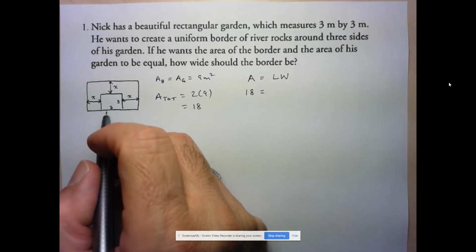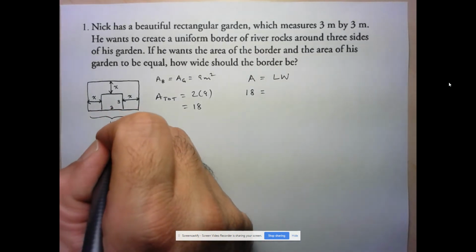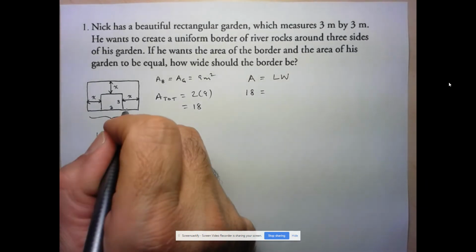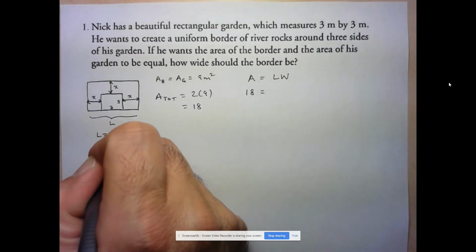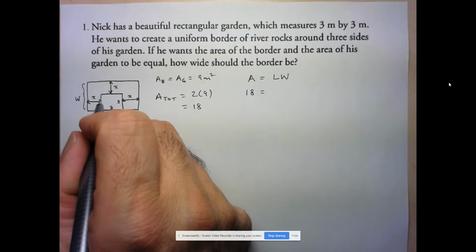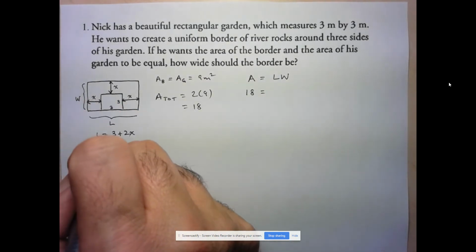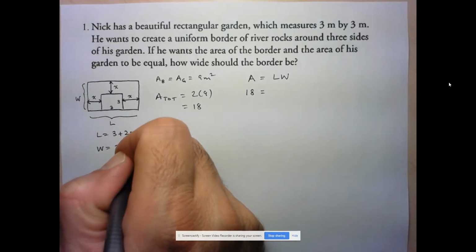And so this is where I'm going to go back to my diagram, and I see that the length of my garden is just equal to 3 plus 2x on either side. Okay, and the width of my garden, which is going to be this part here, is equal to, again, 3, the width of the interior part, plus just 1x, because I only have this on 3 sides. So this is going to be 3 plus x.